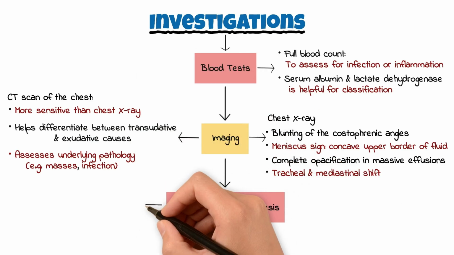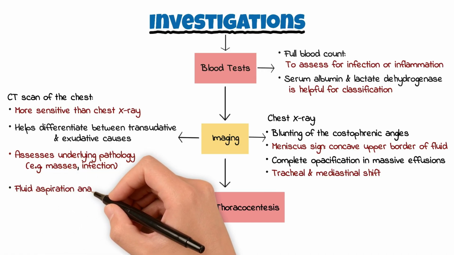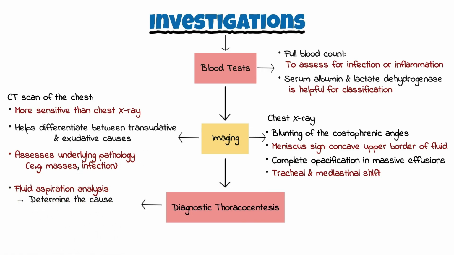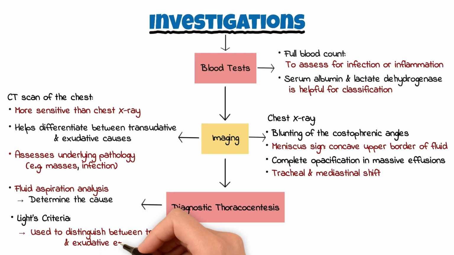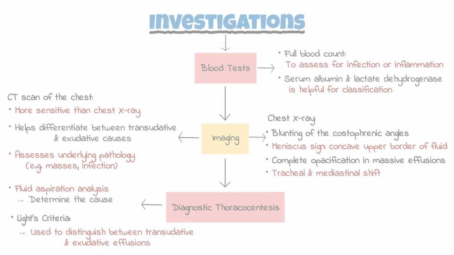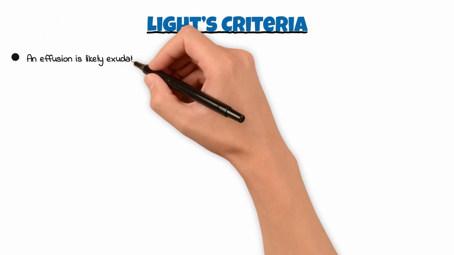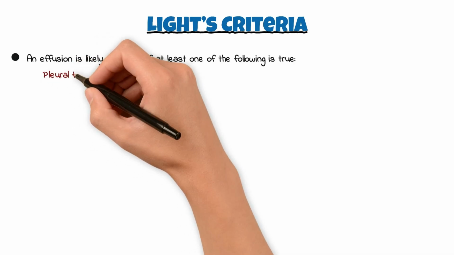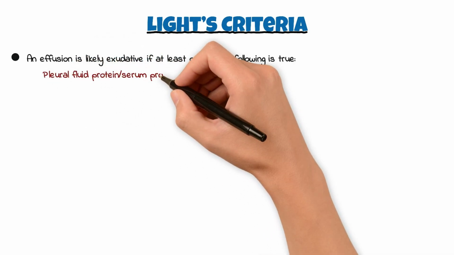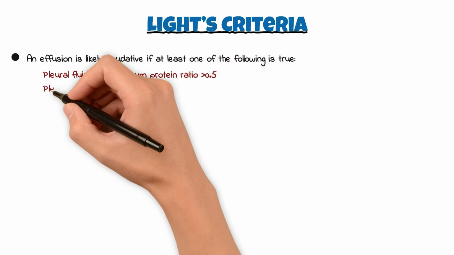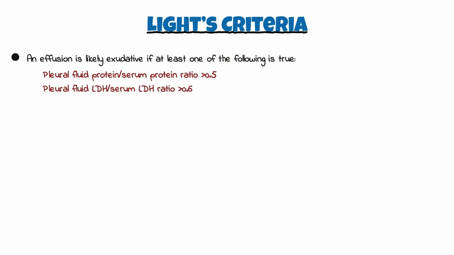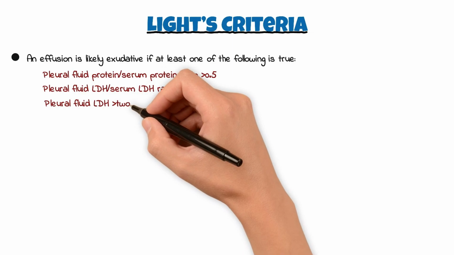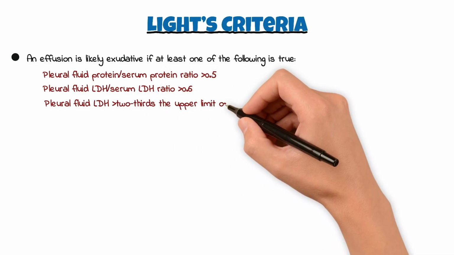Diagnostic thoracocentesis. Fluid aspiration and analysis are crucial to determine the cause. Light's criteria is used to distinguish between transudative and exudative effusions. Light's criteria. An effusion is likely exudative if at least one of the following is true: pleural fluid protein to serum protein ratio above 0.5, pleural fluid LDH to serum LDH ratio above 0.6, and pleural fluid LDH at least 2/3 the upper limit of normal for serum LDH.